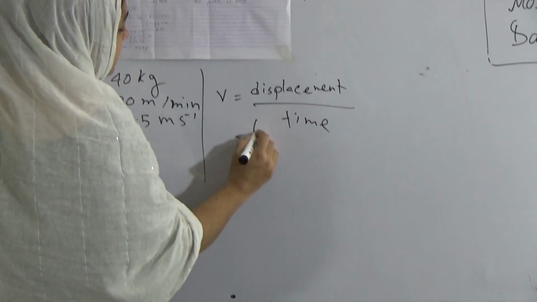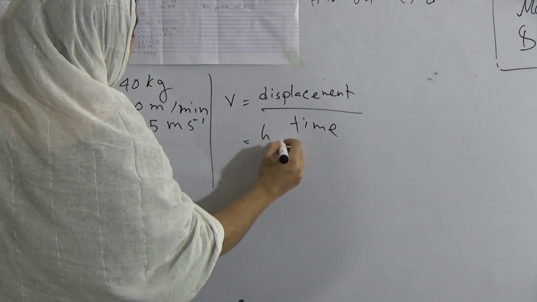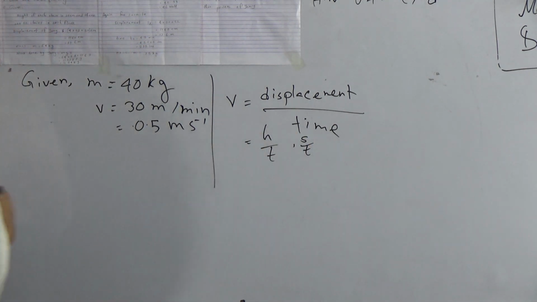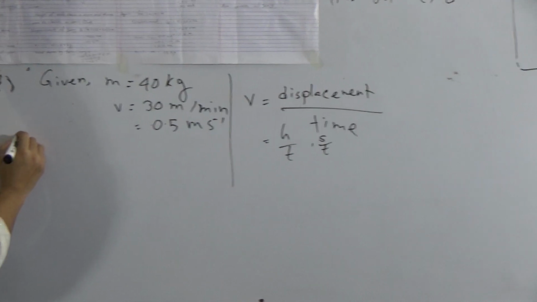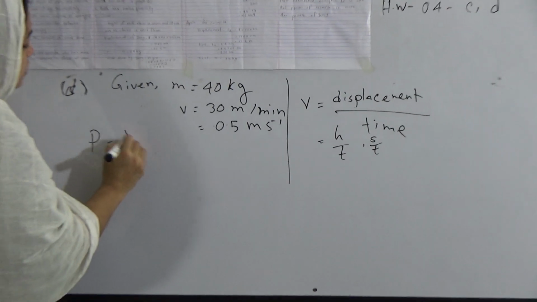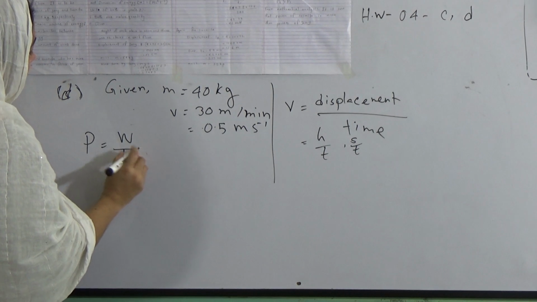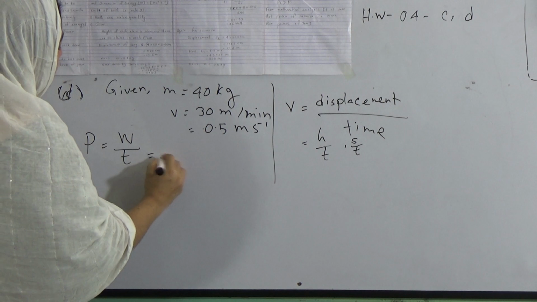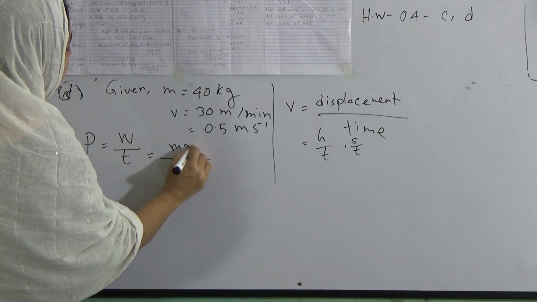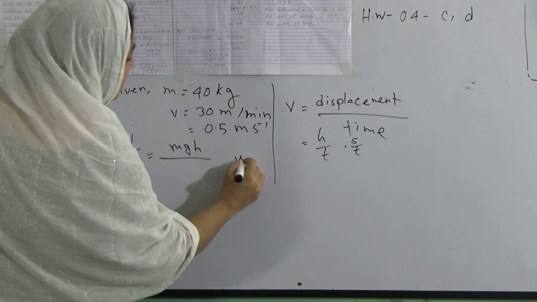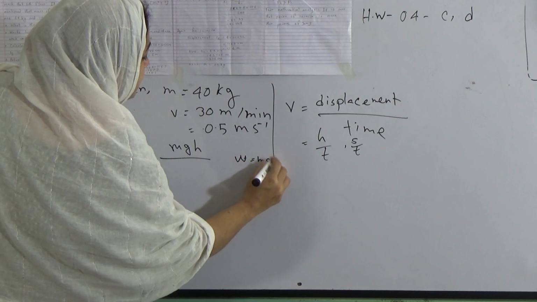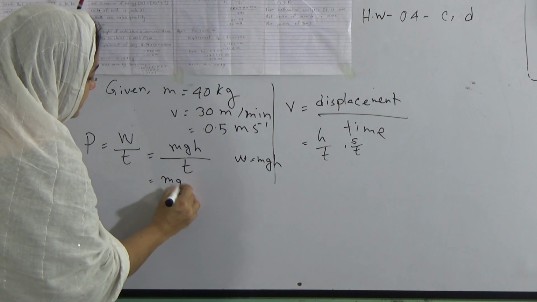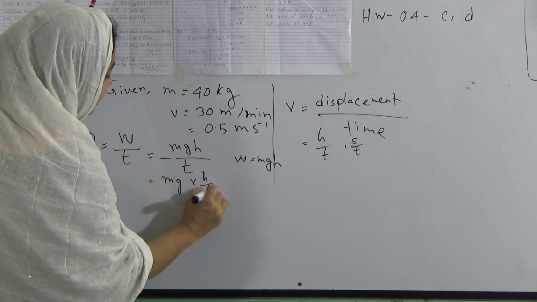So velocity is h divided by time, or s divided by time t. Now we know the formula of power, P equals W divided by T. This is the formula of power, P equals W divided by T. Then W means mgh. Again, W equals mgh, so P equals mgh divided by T. Now we can write it like this: mg into h divided by T.